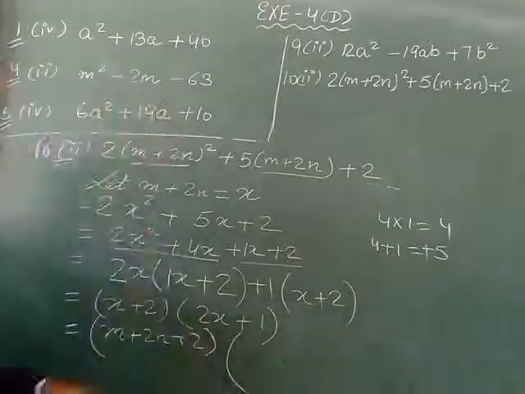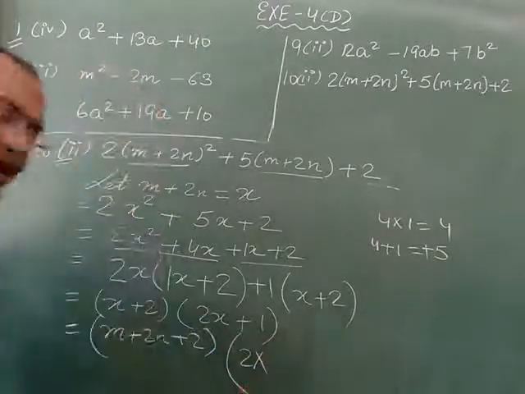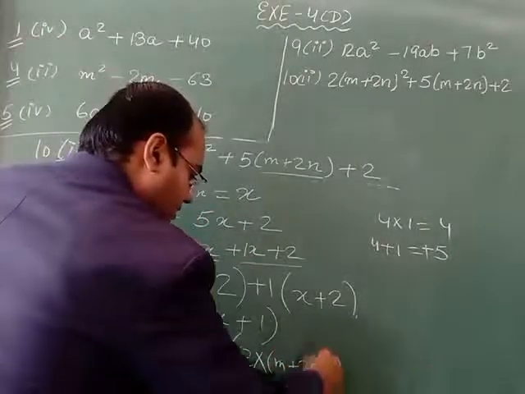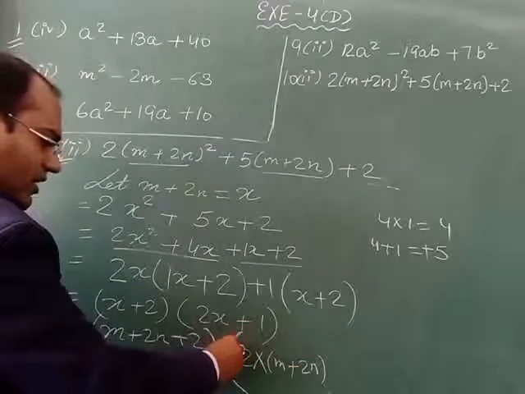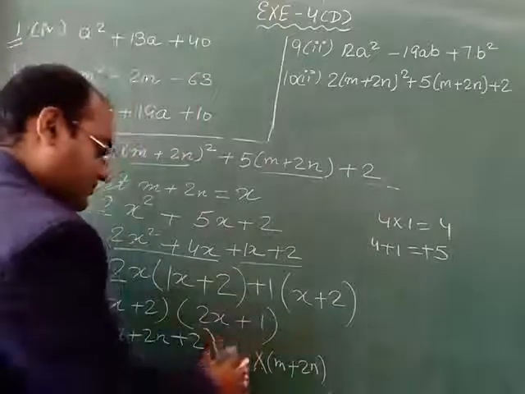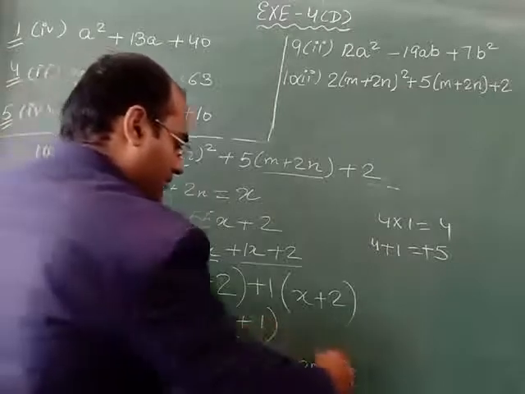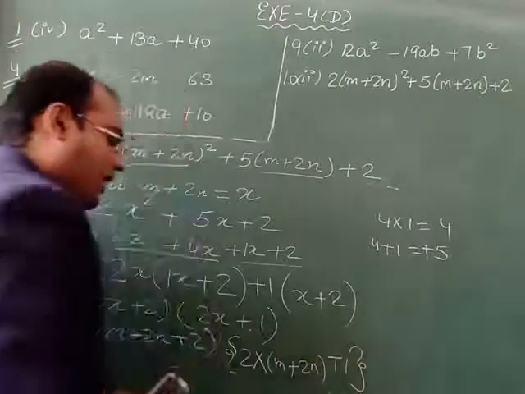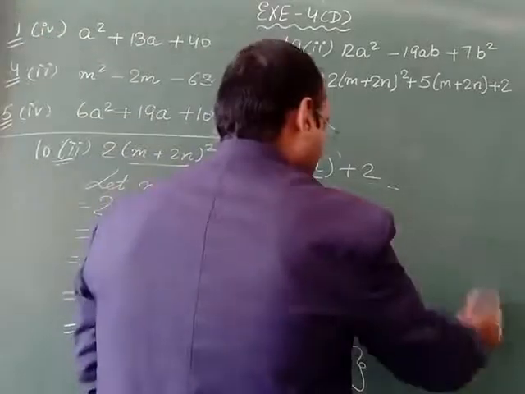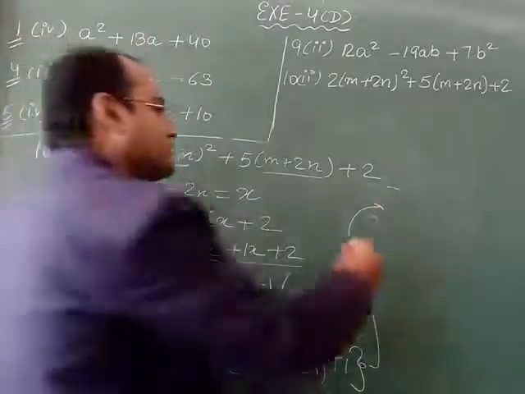Again bracket. This is 2x. 2x means 2 multiply x. X value is m plus 2n. So m plus 2n you will write in the bracket. Now small bracket we are taking here. So here we have to take curly bracket. Here we will make curly bracket. M plus 2n plus 1, curly bracket close. Now this one we will write as it is. M plus 2n plus 2.